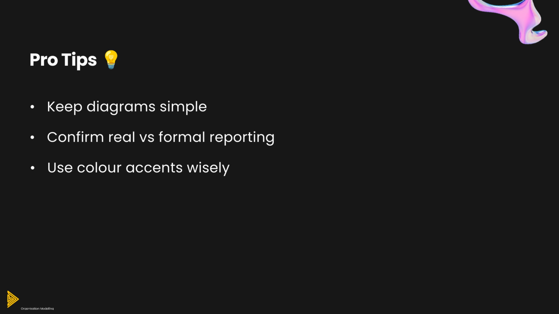Here are some quick pro tips to level up the technique. Keep the diagram simple and legible. The goal is clarity, not decoration. Confirm the actual reporting structure, not just the formal one. Use color accents sparingly to highlight changes, gaps, or future state roles.